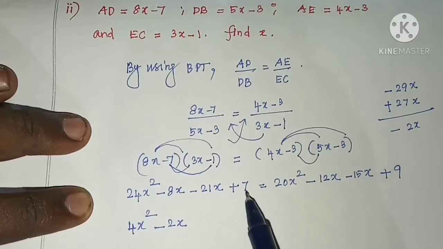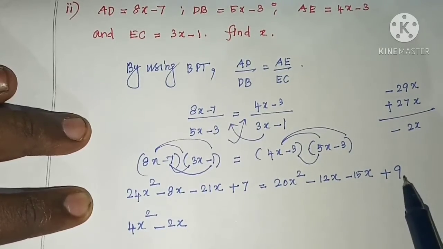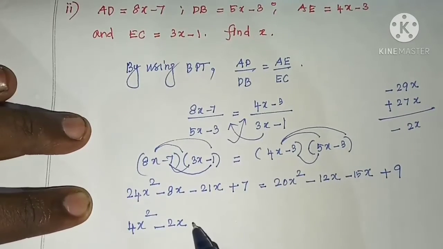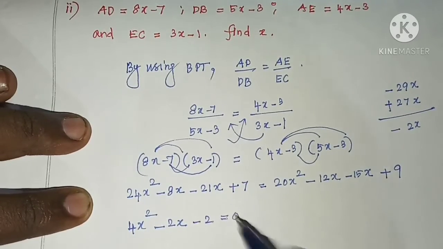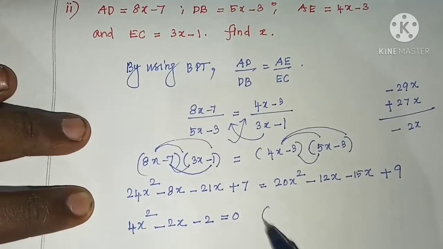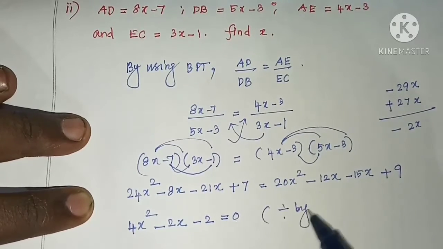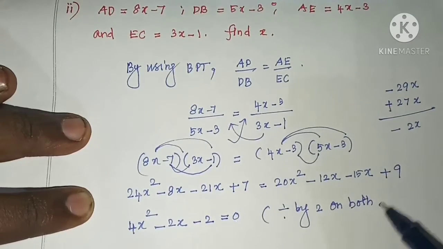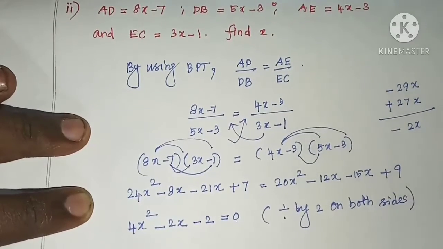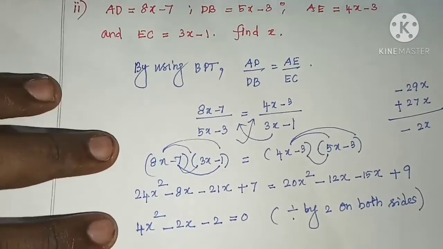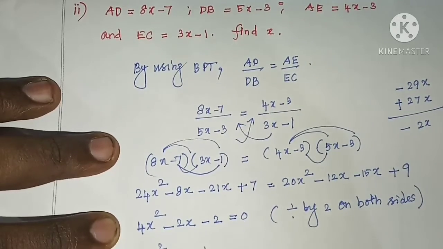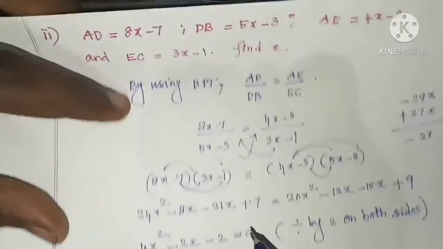Okay, next this plus 7, here plus 9 becomes minus 9, so 9 minus 9 plus 7 gives minus 2, is equal to 0. If you divide by 2 on both sides, what do we get? 4x square divided by 2 is 2x square, minus x, minus 1 is equal to 0.